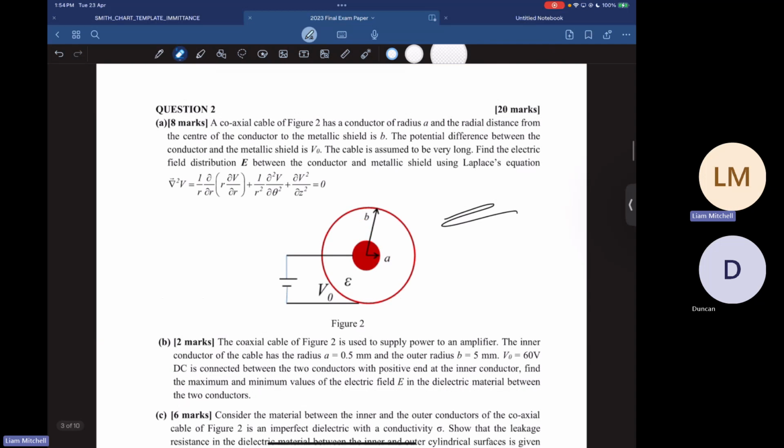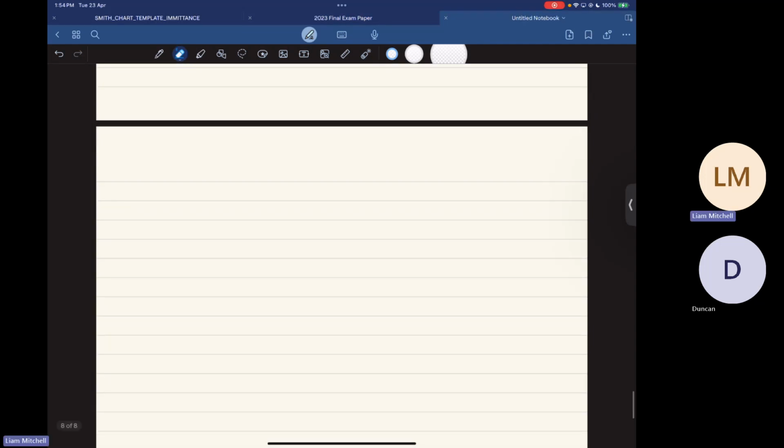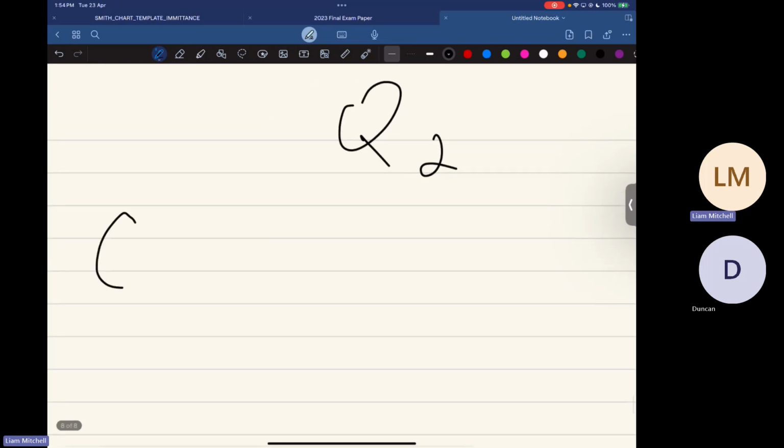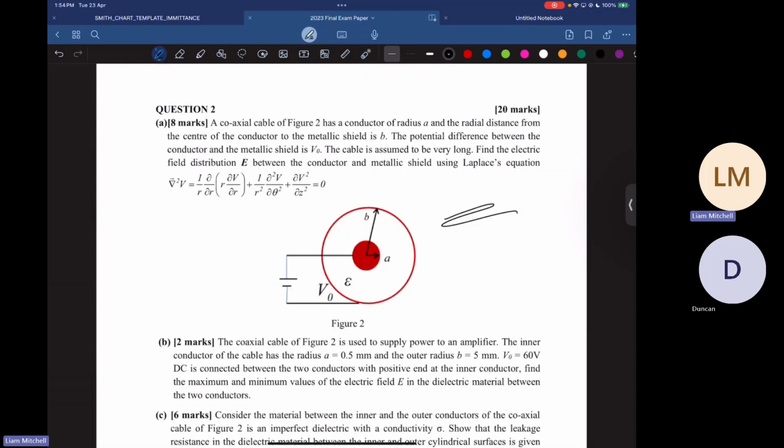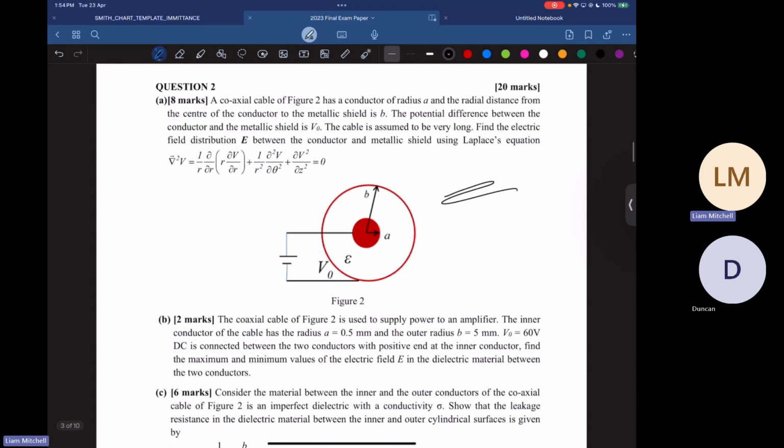So we are given a coaxial cable. We are given this question. Sorry, question 2. We are given a coax with known dimensions A and B. A, this is B. We have some voltage V naught between them, and we are given it has a permeability of epsilon, and I think epsilon is not given to us.